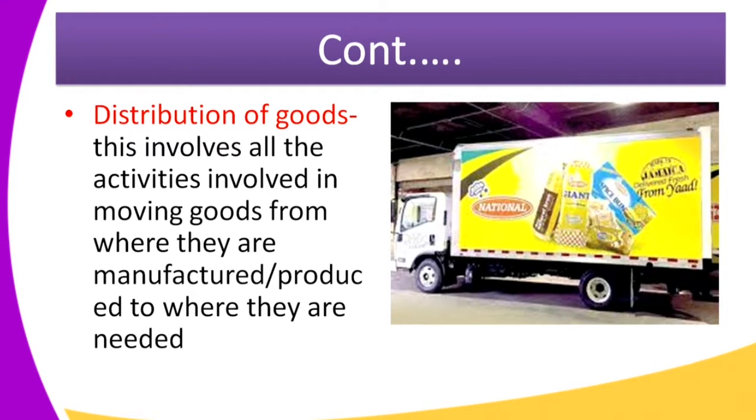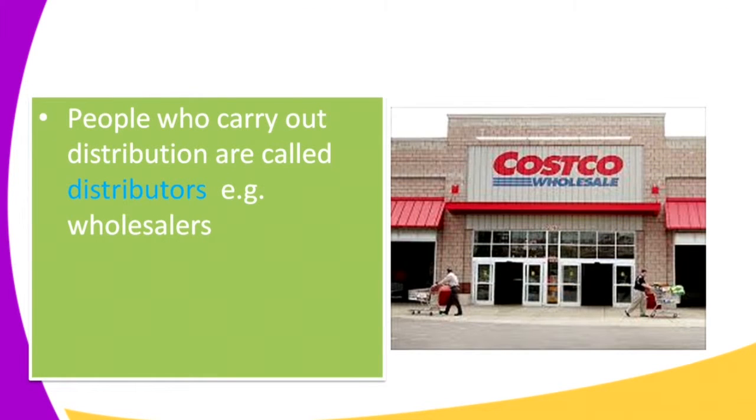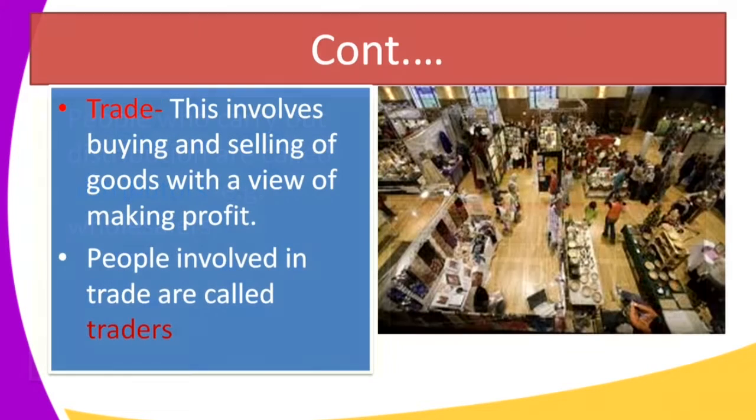Those people who are involved in distribution of goods we call them distributors. An example of a distributor are wholesalers who buy goods in wholesale from the producer or from the manufacturer. Then they distribute them to various destinations to make sure that the goods get closer to the consumers. We continue with business activities, and the other business activity is trade.